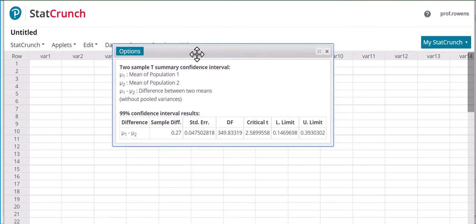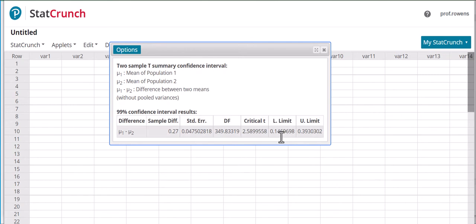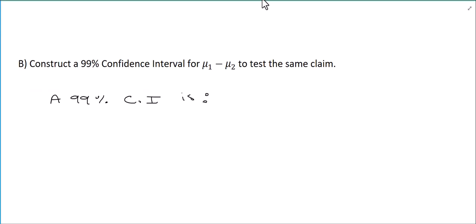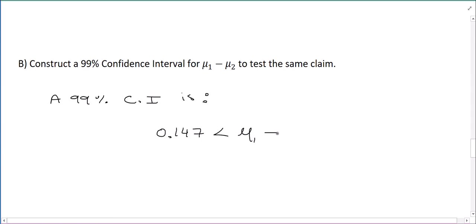And so this gives us our lower limit and upper limit. So 0.146 and 0.393. So that will be our confidence interval. So let me write that in our notes. So the 99% confidence interval will be 0.147 as our lower limit, and this is for approximating the population parameter, so mu1 minus mu2, and then the upper limit was 0.393, looking at our StatCrunch data.